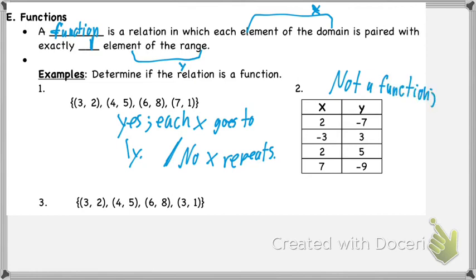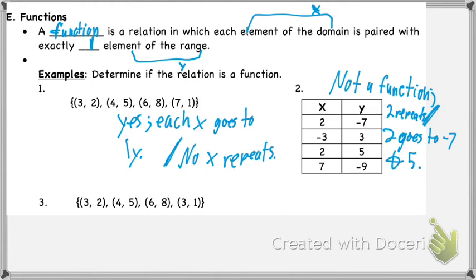That's not a function. And if we wanted to explain it, we could say a couple of different things. You could say 2 repeats. You could also say 2 goes to -7 and 5. Those could be 2 different ways of saying that. Why is it not a function? Well, 2 repeats. 2 goes to both -7 and 5. It can only go to one y, but it goes to 2 different y's. That's not okay.